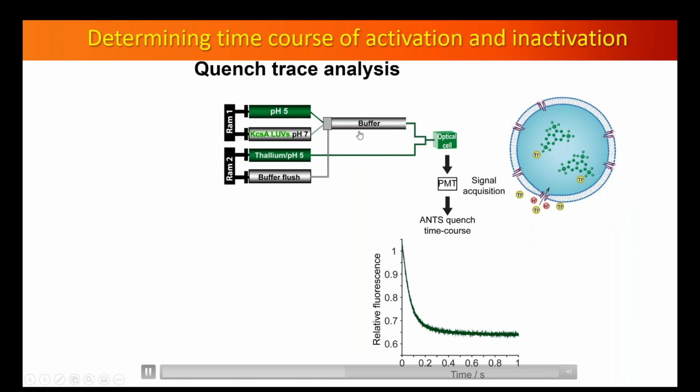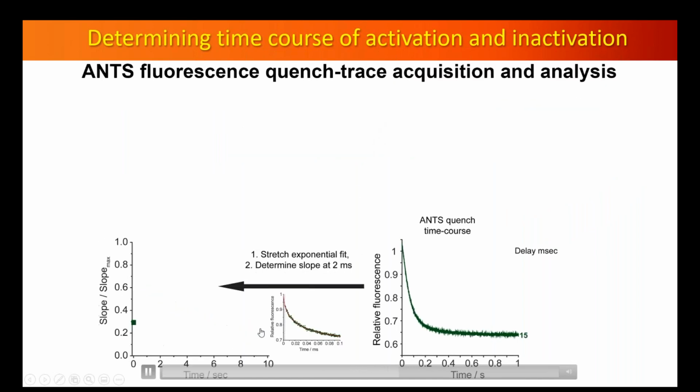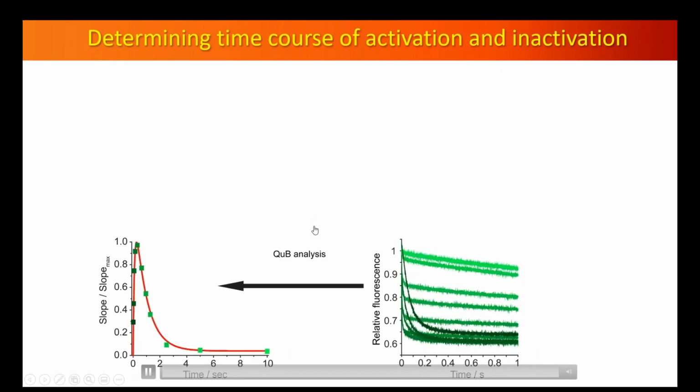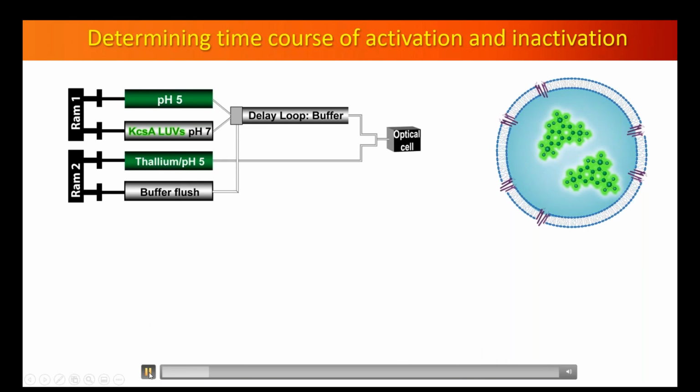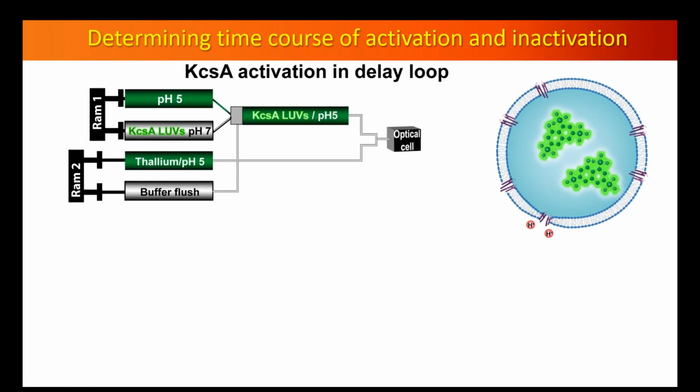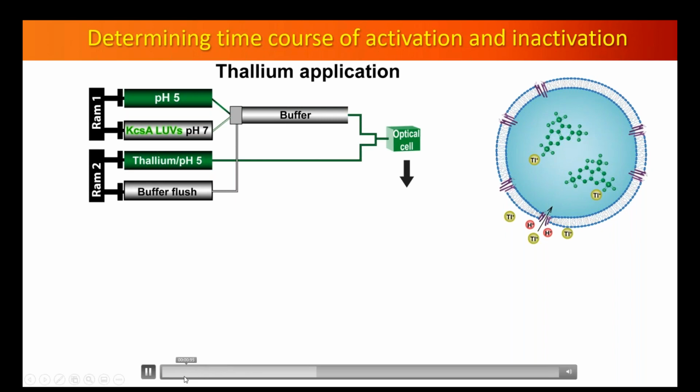So we incubate the KcsA at a specific pH, pH 5 in this example, for varying amounts of time in the delay loop. And let me run through this again. I'm hoping it's going to slow down this time.